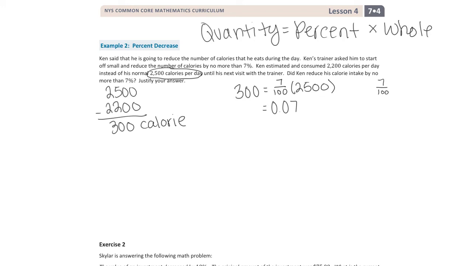So now I have 0.07 times 2,500 equals 300. Well, does 0.07 times 2,500 equal 300? Go ahead and calculate this in your calculator to see. All right, and it is not 300. You should actually have gotten 175. And so this is false because 300 does not equal 175.